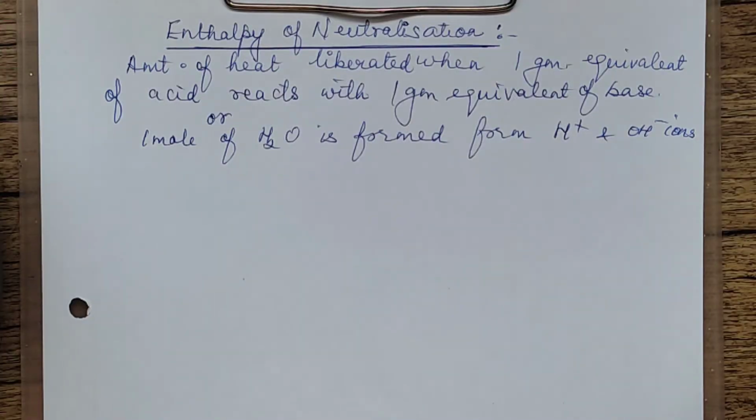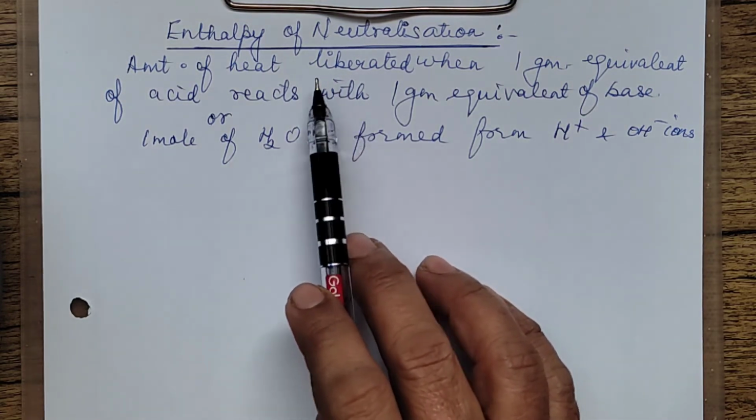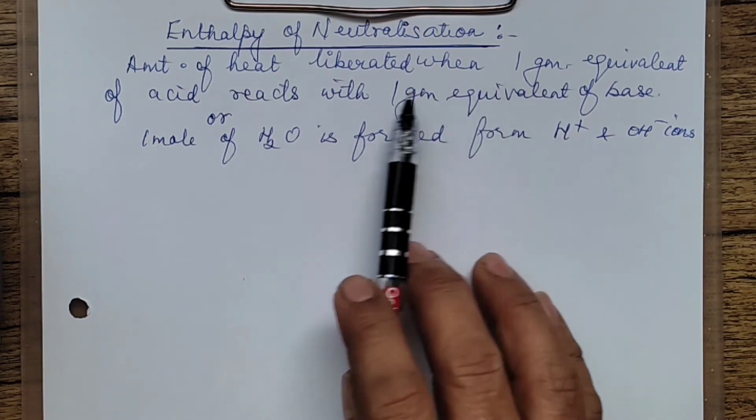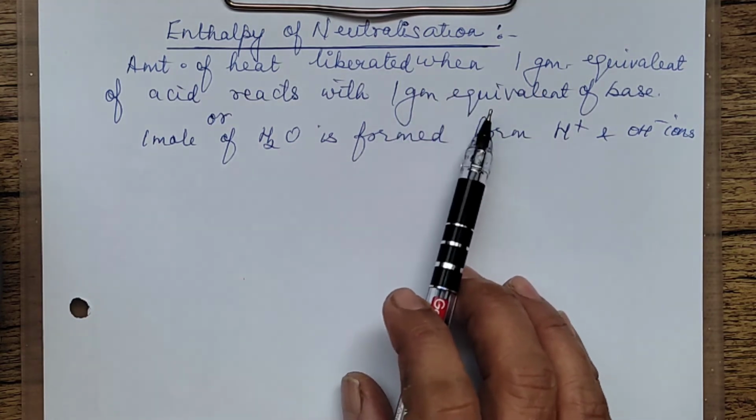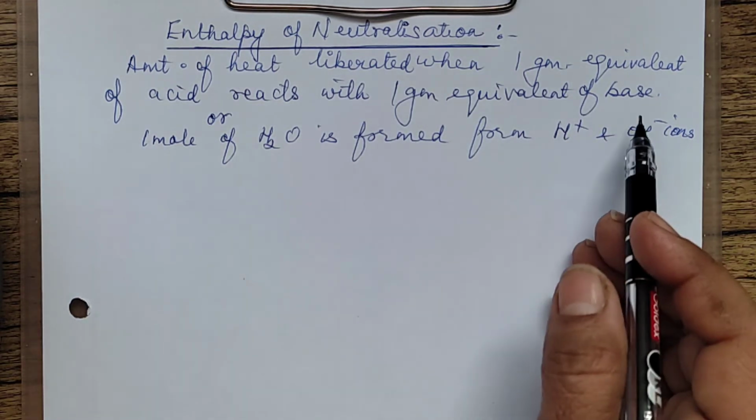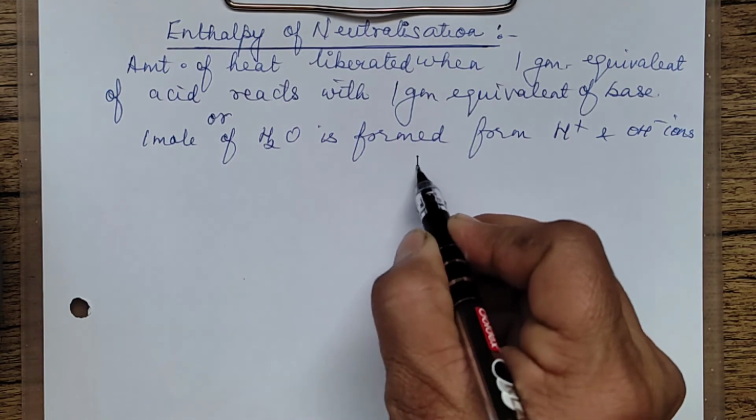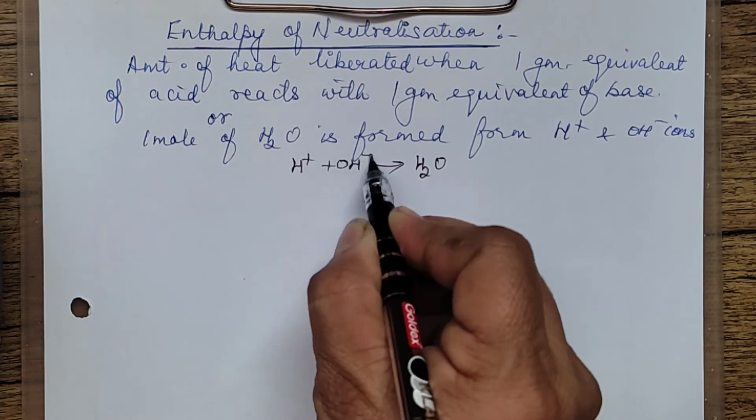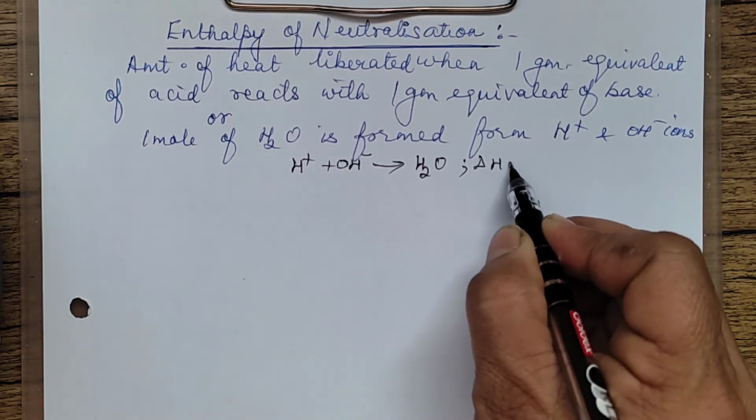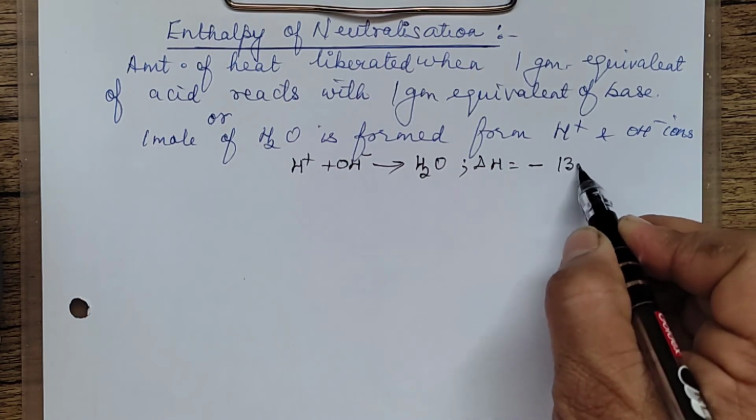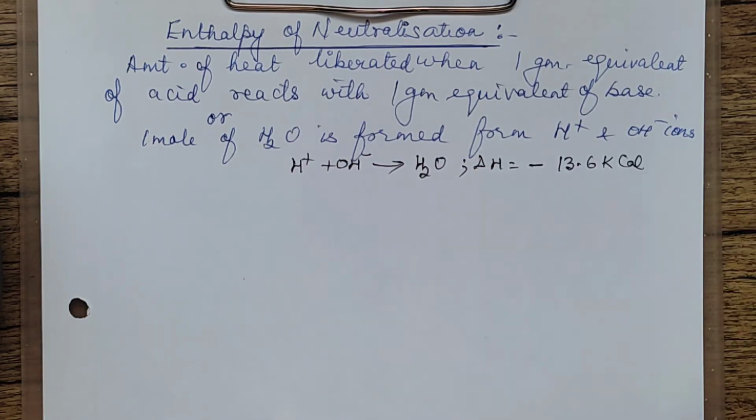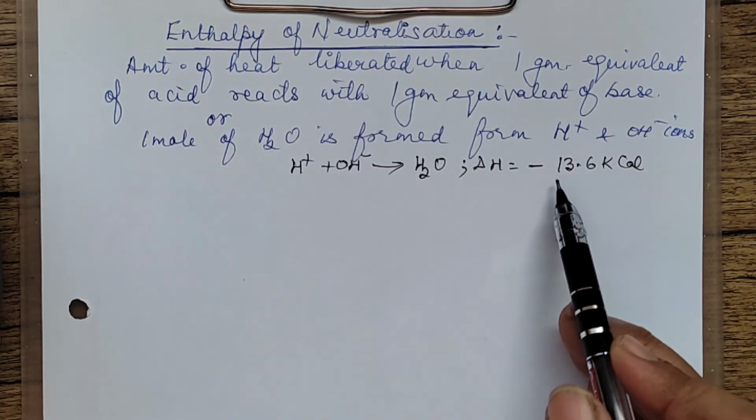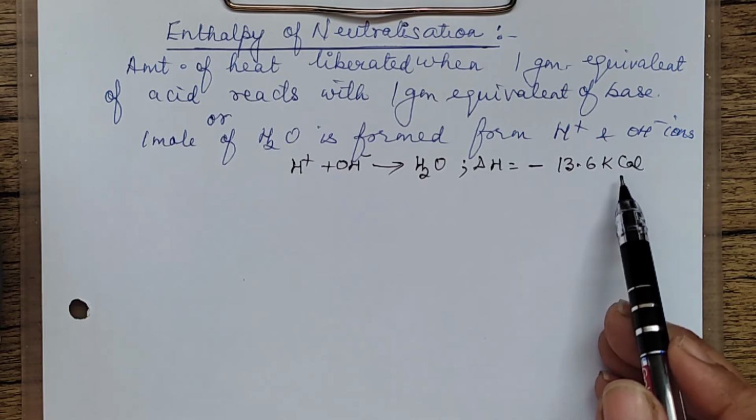Moving on to the next enthalpy, enthalpy of neutralization. This is also always exothermic. It is the amount of heat liberated when 1 gram equivalent of acid reacts with 1 gram equivalent of base. This is one definition. Or it can be stated as: to form 1 mole of water from H plus and OH minus ions, how much heat is liberated? That liberated heat is called the enthalpy of neutralization. Clear? So in the formation of 1 mole of water, the heat liberated is always this much, minus 13.6 kilocalories per mole.